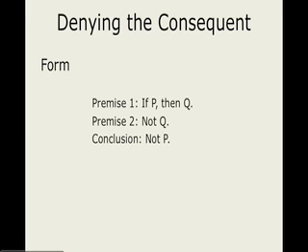The second valid form of inference is what's called denying the consequent. This one is very similar to affirming the antecedent, but with a slight difference. So we have premise 1, if P then Q. Premise 2, not Q. Conclusion, not P.